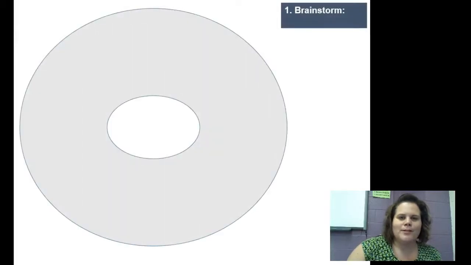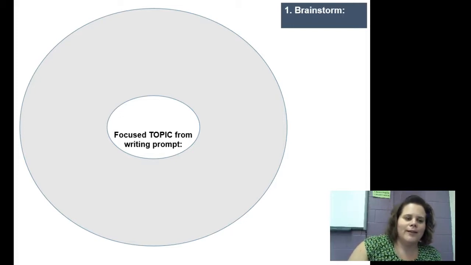So once we figure out the prompt, we come up with a brainstorm. Circle maps are good for that because it helps you focus. Your focused topic should go in the middle. So if it asks you to write about your favorite vacation, brainstorm about vacations first, but then pick one and do a focused brainstorm on that.